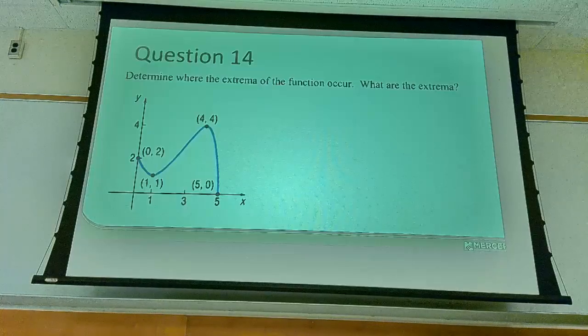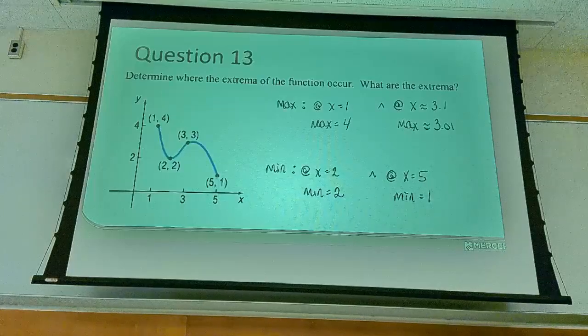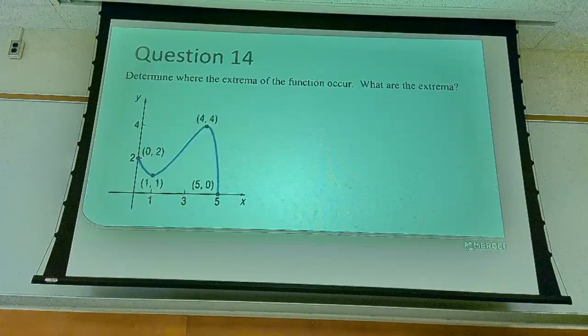Were we supposed to label the global maximum and minimum for that last one? You don't have to, because it's just asking where the extrema occur, so you don't actually have to specify. Only if the prompt tells you to, for example, list the extrema and state whether it's global or relative.